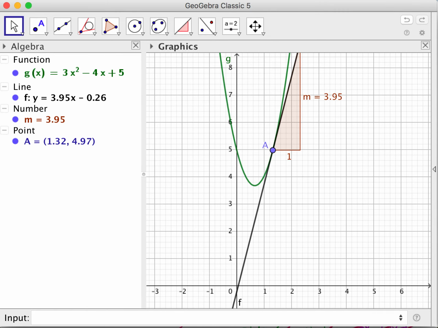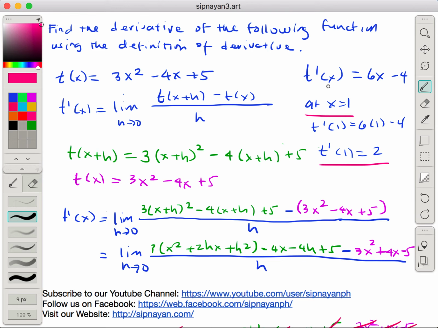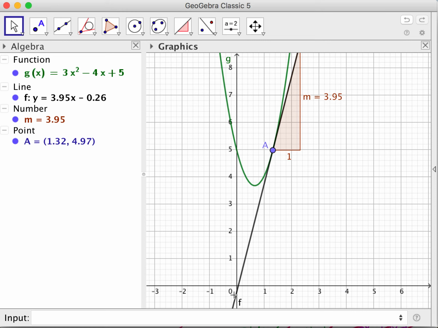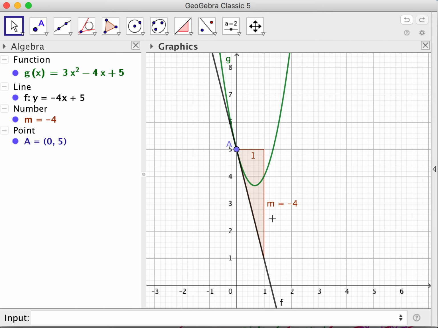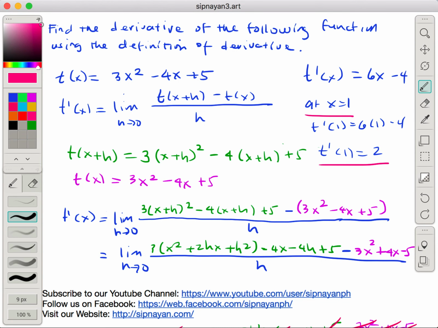To get the slope, to compute it, you just have to substitute. At x equals 0, the slope is negative 4. So at x equals 0, our point should be here, and its slope should be negative 4. Right? Okay, so that is the meaning of the slope of a tangent line at a point, which is the meaning of the derivative.